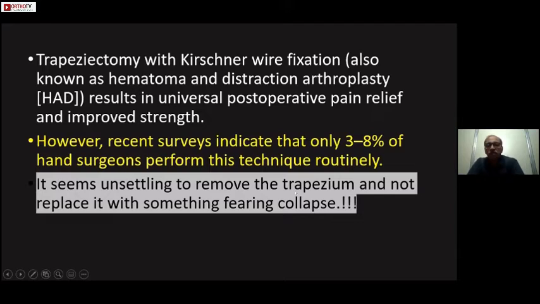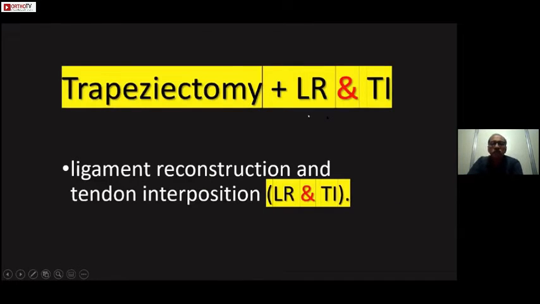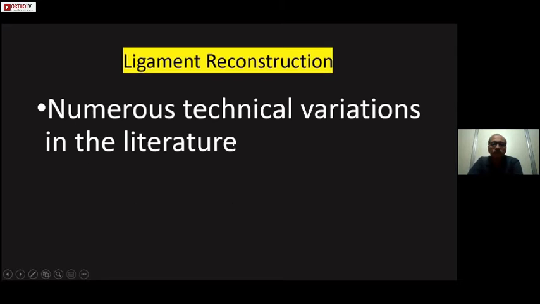However, we don't like the idea of the trapezium going down and collapsing over the scaphoid. So many surgeons, even in the USA, have preferred trapeziectomy with ligament reconstruction and tendon interposition as the treatment of choice for CMC joint arthritis. And that's what I do, and that's what I'll describe. So I do a ligament reconstruction and tendon interposition along with a trapeziectomy.